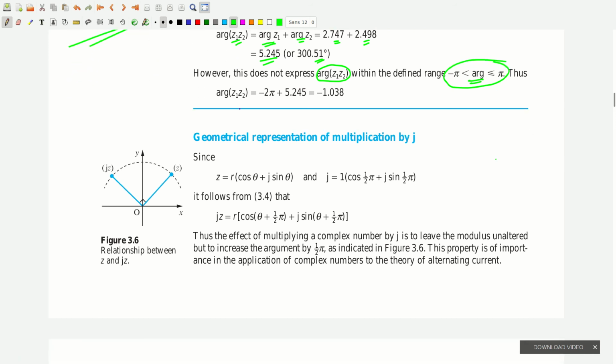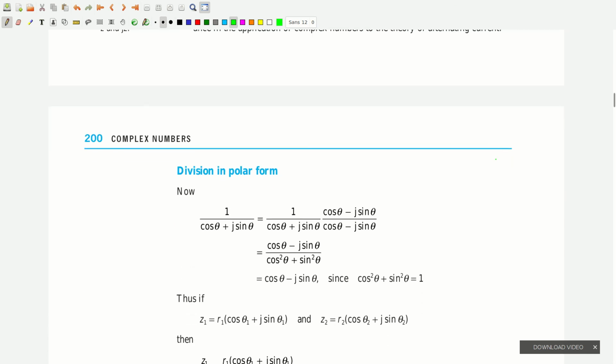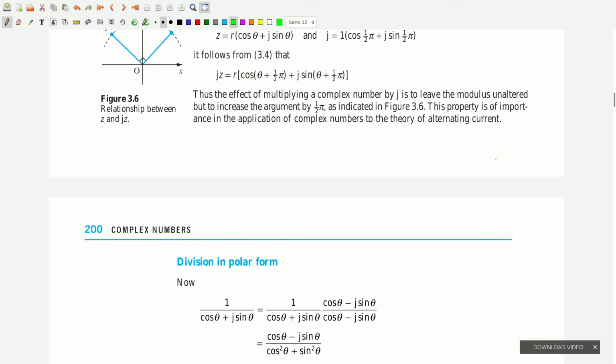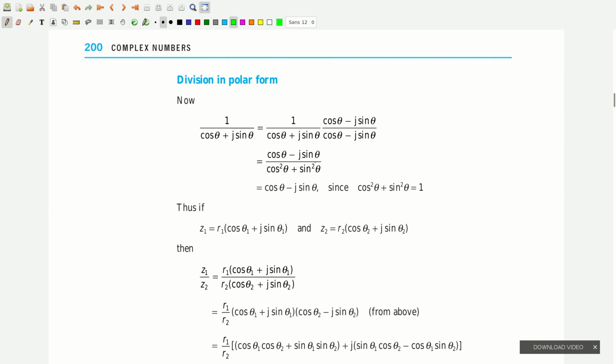Okay, this geometric explanation may not be that necessary. Now, division in polar form. Okay, again, division, we know what to do. You're just going to multiply by the complex conjugate. You're going to multiply the numerator and the denominator by the complex conjugate of the denominator.